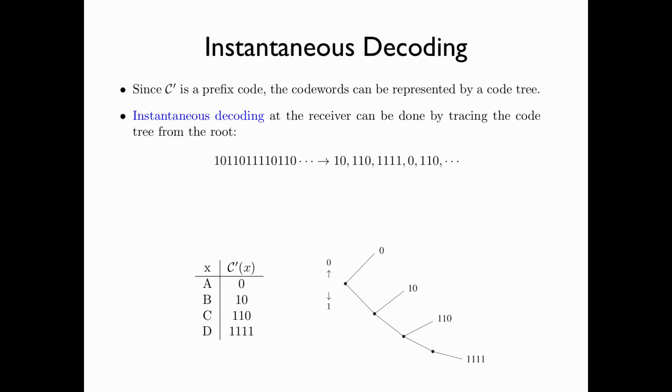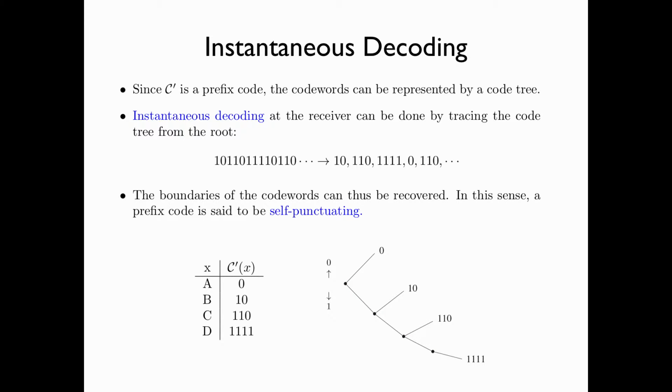The next received symbol is 0, so we go up and reach a code word 0, and put a comma. Now the next symbol is 1, so we go down, 1, go down, 0, go up. So we reach the code word 110, and we put a comma, so on and so forth. The boundaries of the code words can thus be recovered. In this sense, a prefix code is said to be self-punctuating.